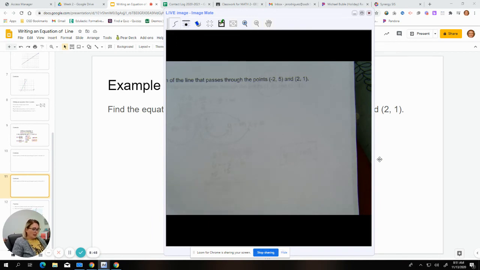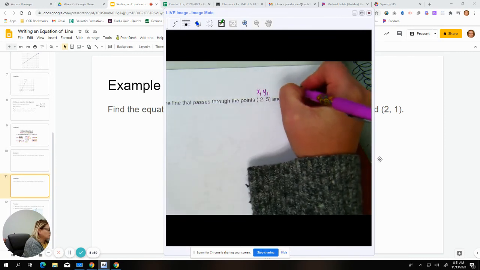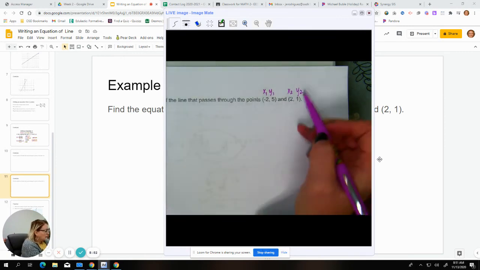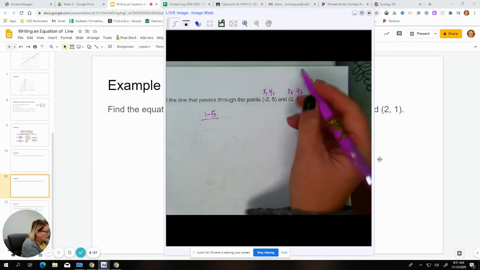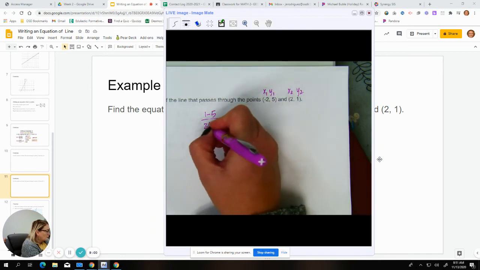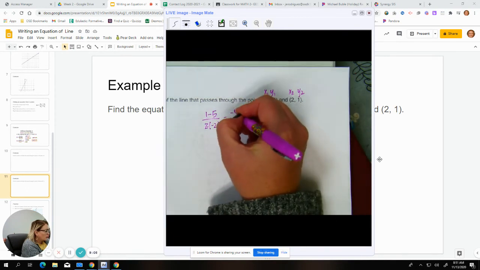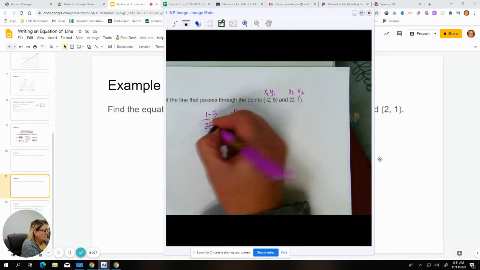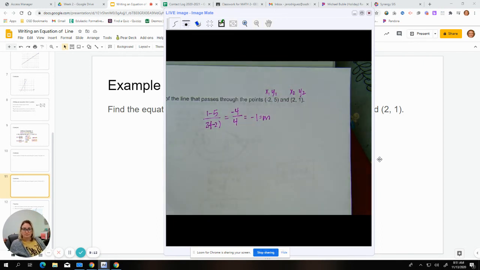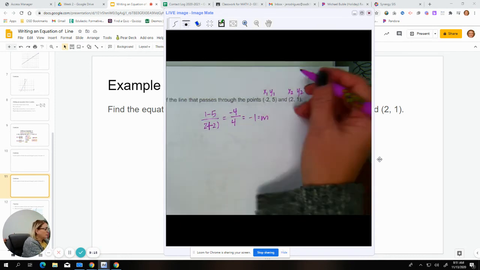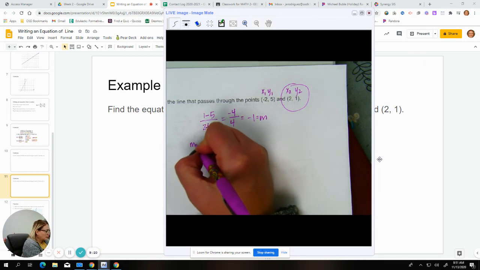Okay, so again, I'm going to label x1, y1, x2, y2. All right, and I'm going to plug into my formula y2 minus y1 over x2 minus x1. So 1 minus 5 is negative 4. 2 minus a negative 2 becomes a positive 4. So my slope is equal to negative 1. And for this one, I'm going to grab the second point because I grabbed the first point in the first one. So it doesn't really matter.